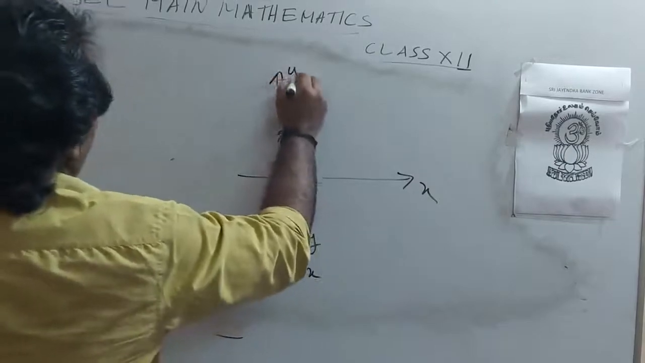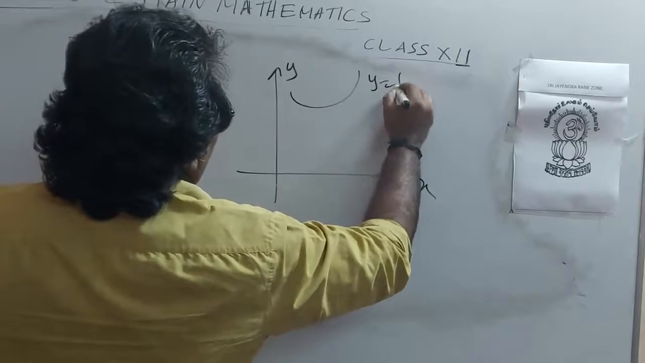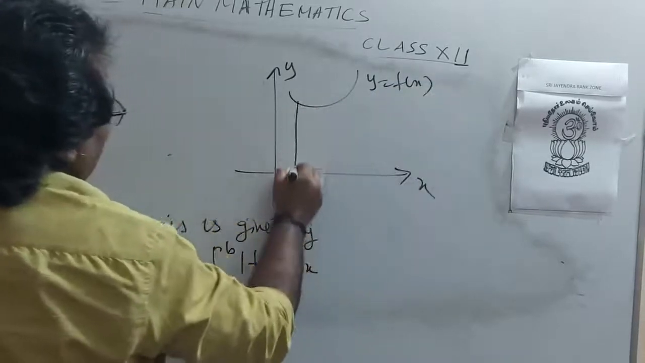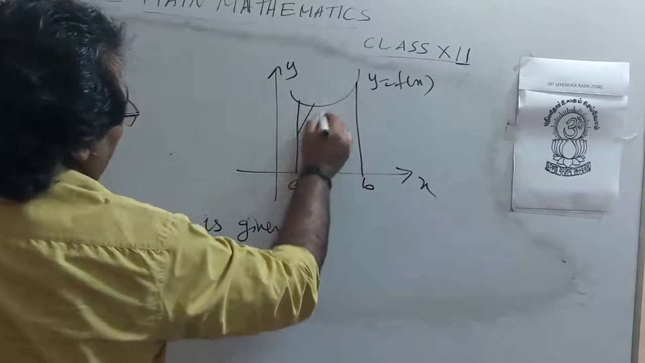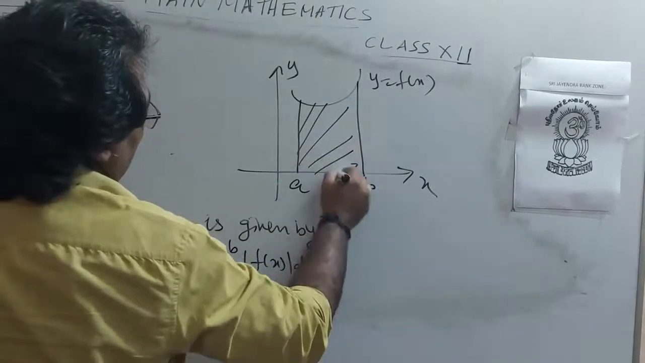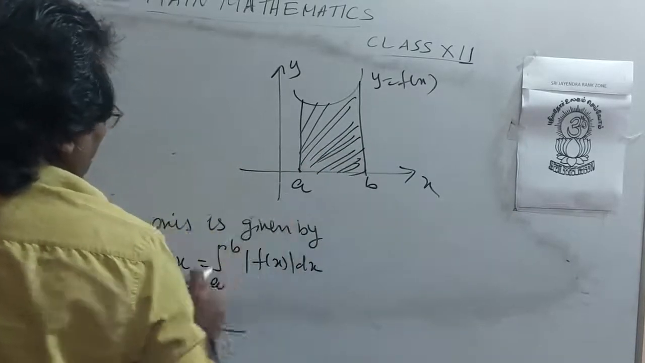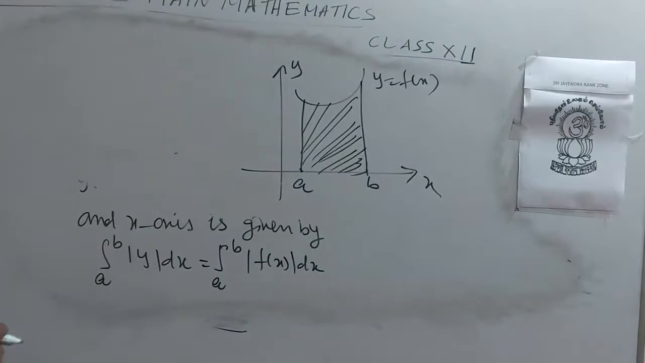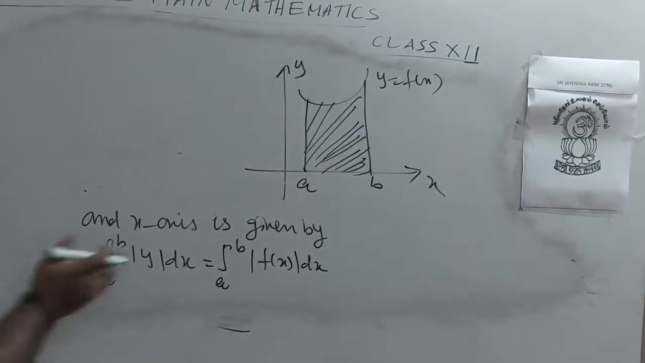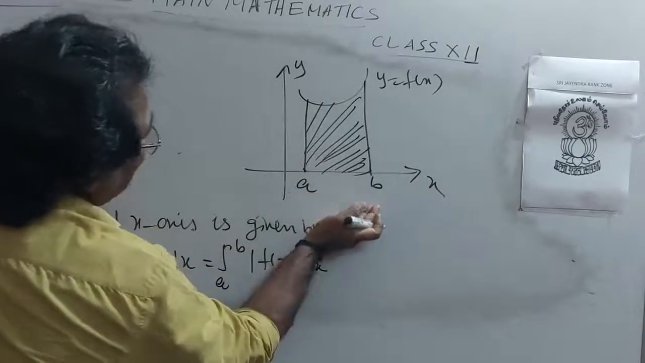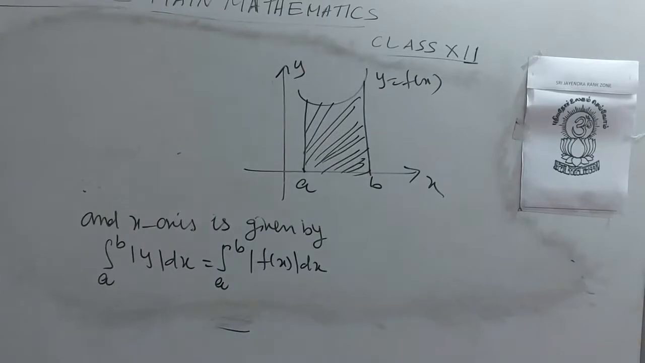Here we have the x-axis, y-axis, and the curve y equal to f of x between a and b. We want to find this area: integral a to b modulus f of x dx. If the curve lies above the x-axis, it is y dx; if it lies below, it is minus y dx. That is why we generally take modulus y dx.